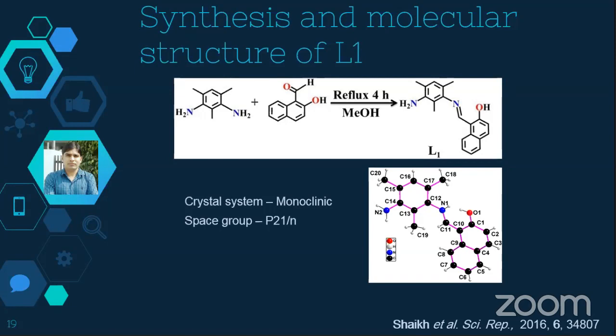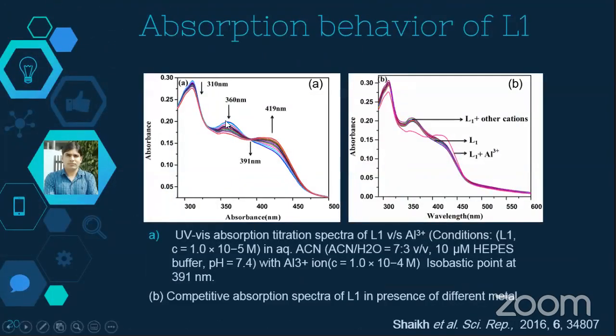In photophysical properties, what do you see? By using a UV-visible spectrophotometer, you see the absorption behavior of this particular ligand. So that's what we did. We have done the UV. Plot A shows the UV absorption titration spectra of L1 versus aluminum metal ion. We did the titration of L1 with aluminum metal ion, and the concentration of aluminum metal ion was 1 into 10 to minus 5 molar in an acetonitrile-water mixture.